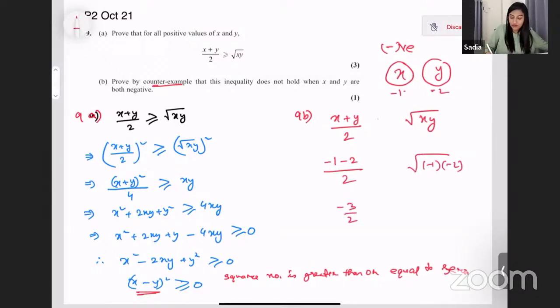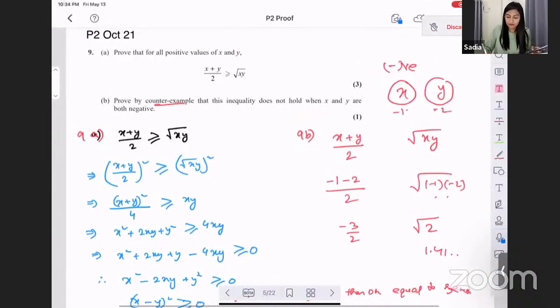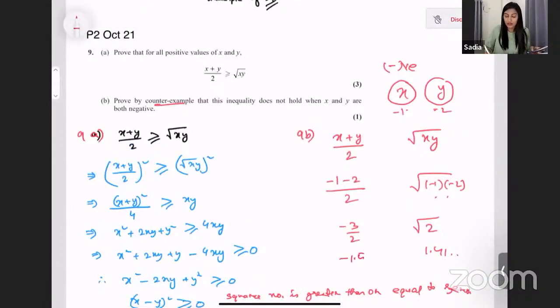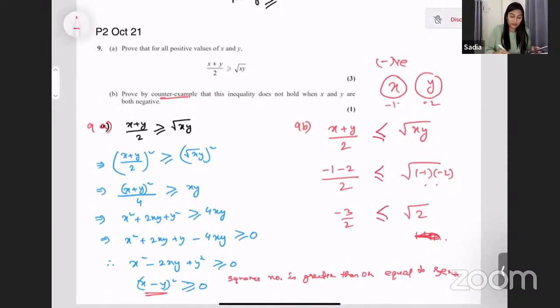So minus 3 by 2, and minus minus will be plus, so it's root 2. If we just look at the decimal values, just to be clear, it's 1.4 something, right? And at the left side, it's minus 1.5. So obviously the right side of this equation is actually greater. But according to the question, it was supposed to be greater or equal, right? But we just used negative values and that reversed this entire situation.